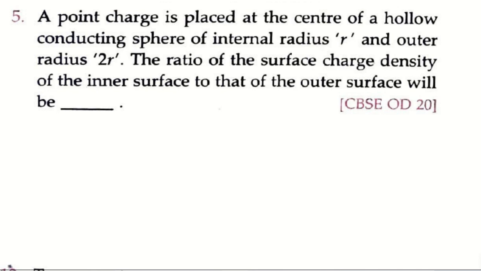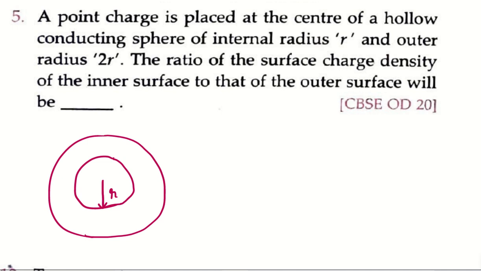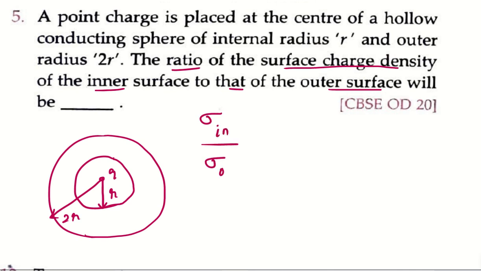Let's solve some board questions here. A point charge is placed at the center of a hollow conducting sphere of internal radius r and outer radius 2r. So the internal radius of the hollow sphere is r and the outer radius is 2r. And there is a charge kept at the center, and we have to find the ratio of the surface charge density of the inner surface to that of the outer surface, that is sigma in divided by sigma out.